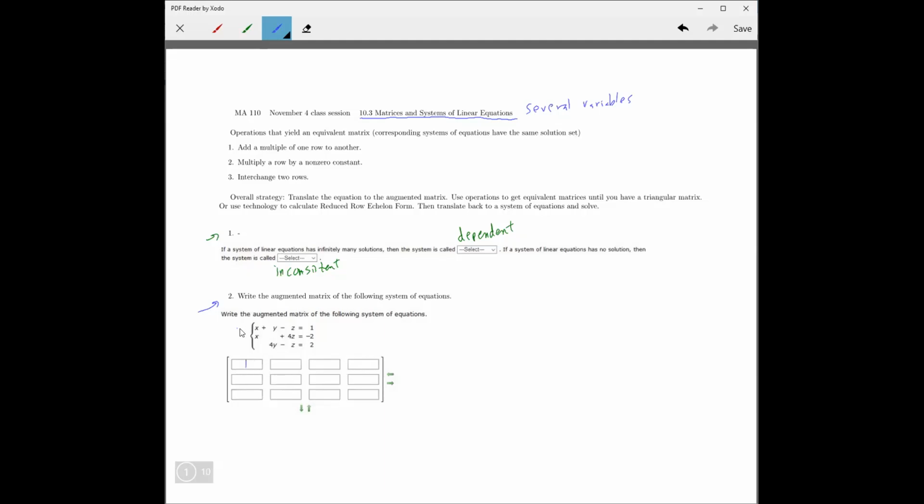So like this top equation right here, x plus y minus z equals 1, that would go into the matrix like this. So that means x plus y minus z equals 1. Okay, and then this second equation we have x, and then there's no y, so we just put a 0 there. And then there's a 4z, so that's 4, and then a -2 on the right side, so you put a -2 there. Okay, and then the last equation, there's no x, so you put a 0 there. You put a 4 for the y and a -1 for the z and a 2 for the right-hand side.